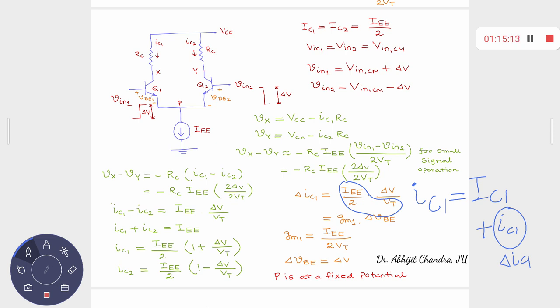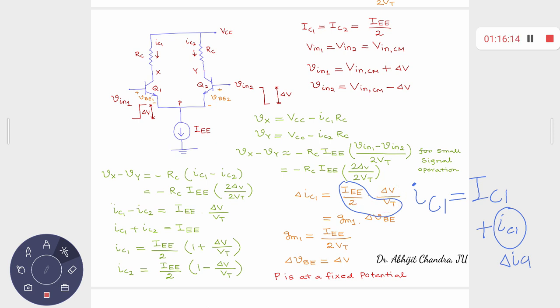And delta V is what? Delta V is nothing but your delta V in. This delta V is basically the delta V in. And from the transistor perspective, that delta V should be delta VBE. Whenever I write delta IC is equal to GM times delta VBE, it is not the input change, but the base emitter change. So therefore, this is equal to GM1 times delta VBE, and from the expression I am getting, that is nothing but GM1 times delta V.